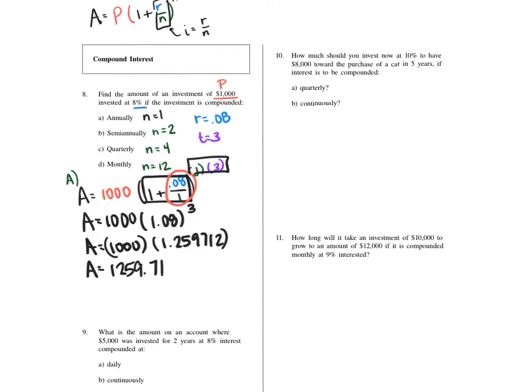Now, for the other problems, they work the exact same way. The only thing that's going to change in each one of these problems is going to be the n. So I'll do B next. Let's look at it when we do it twice a year. We compound twice a year, or semi-annually.